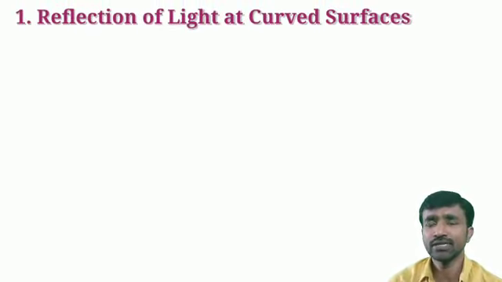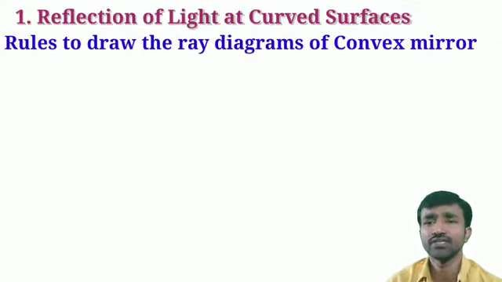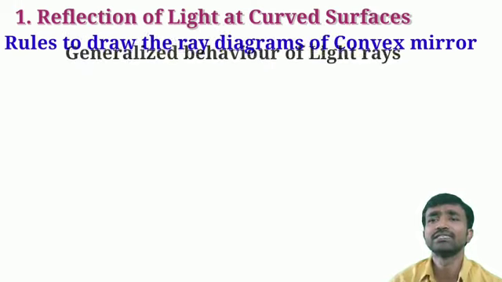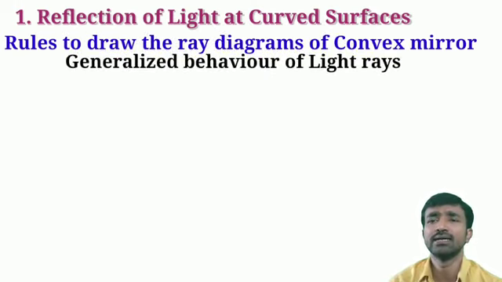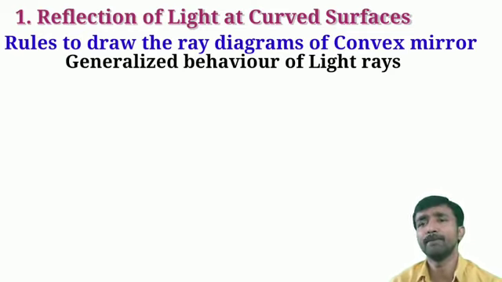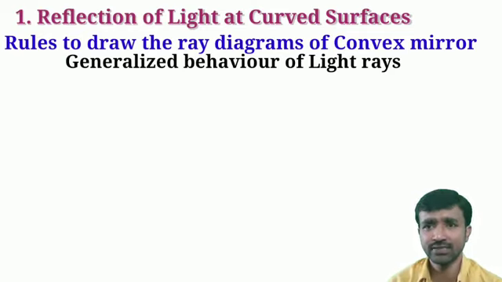In this video class, I will explain the rules to draw the ray diagrams of a convex mirror. So what are these rules? Simply, we can use particular rays: one ray parallel to the principal axis, one ray passing towards the focus, and the other towards the center of curvature. When these rays are incident on the convex mirror, how do they behave after reflection? That we can learn in this topic.